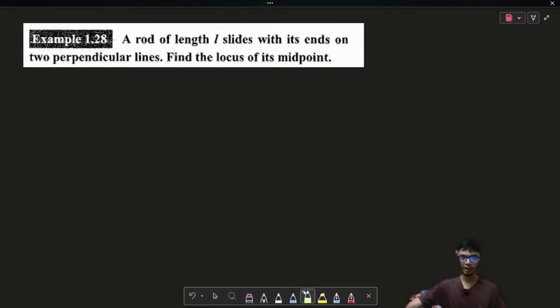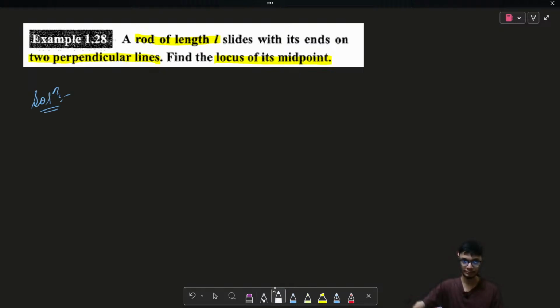Okay, so I hope you have read through the problem. The problem is very simple. The question says that there is a rod of length L which slides with its ends on two perpendicular lines, or you can consider two perpendicular walls, right? Or in the case of a wall, there is a rod which is sliding along the wall, right? That is what is said. So you have to find the locus of the midpoint. Locus of the midpoint. So let me first of all formulate the problem.